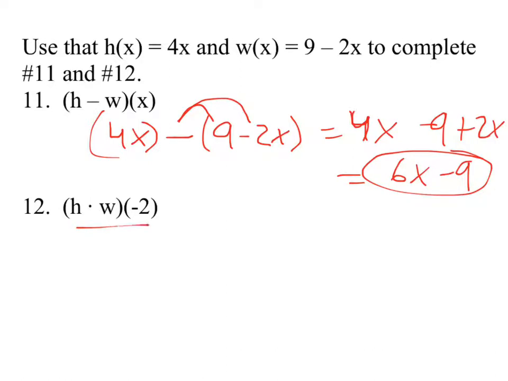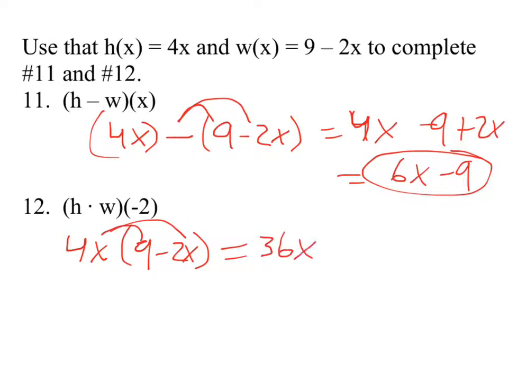The next one, this is h times w of negative 2, which means we need to times our function assignments together, so we need to do 4x times 9 minus 2x. We need to times that through, and once we've done that, we'll get 36x minus 8x squared. Remember, x times x is x squared. And we need to take this negative 2 and put it in for the x's.